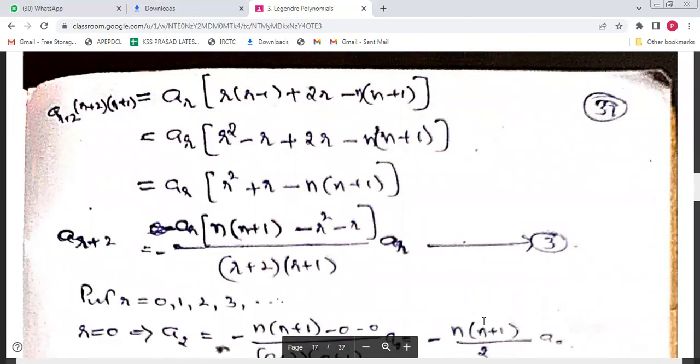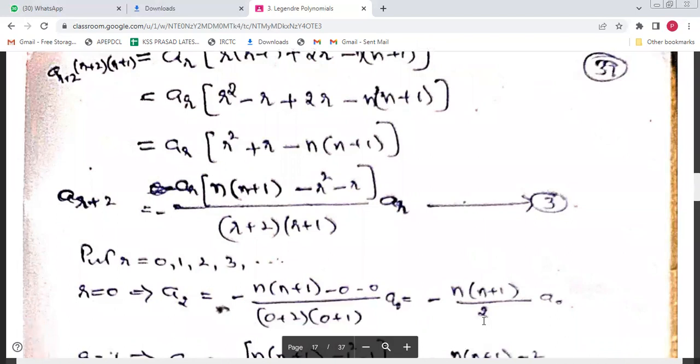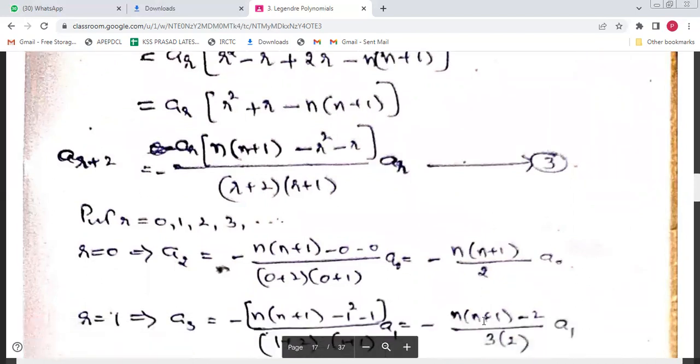Now putting r equal to 0, 1, 2, 3, etc. When r equal to 0, we get a2 equal to minus [n(n+1) - 0] divided by (0+2)(0+1) times a0, that is equal to minus n(n+1) divided by 2 times a0.